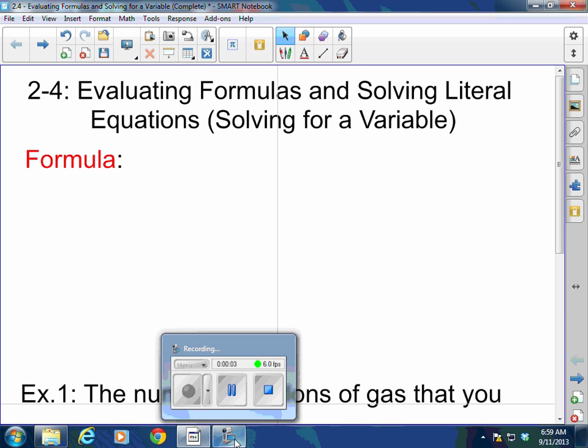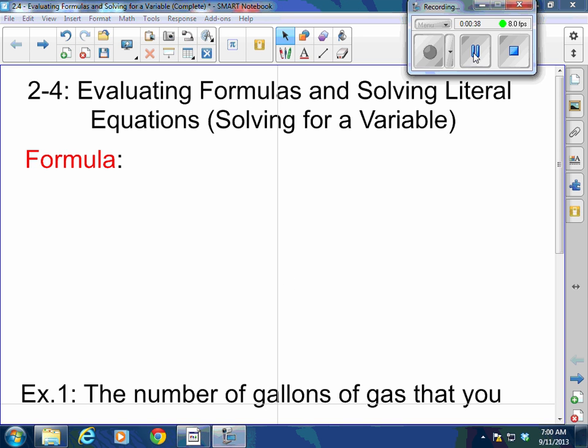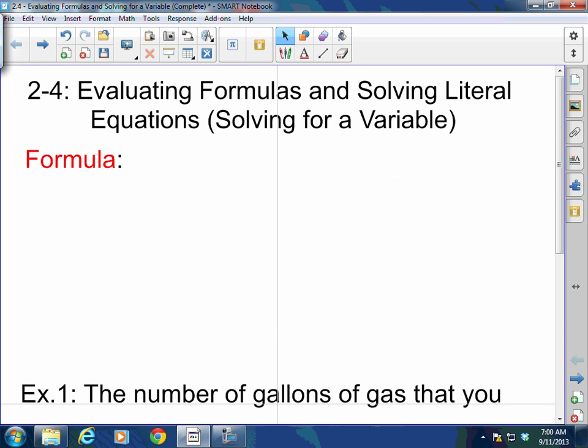Today we're going to learn about 2.4, evaluating formulas and solving literal equations. When we're talking about solving literal equations, we're talking about solving for a variable. This is something that a lot of students look at and find scary for some reason. They get a little confused, but I promise you that there is nothing to be confused about. This is very easy. Okay, so let's get started.